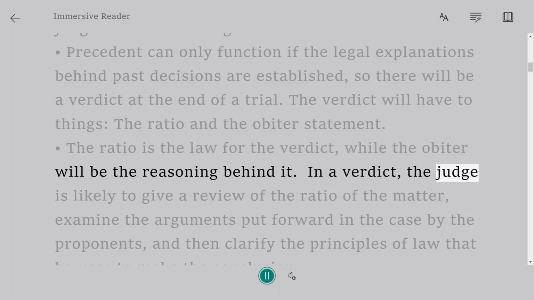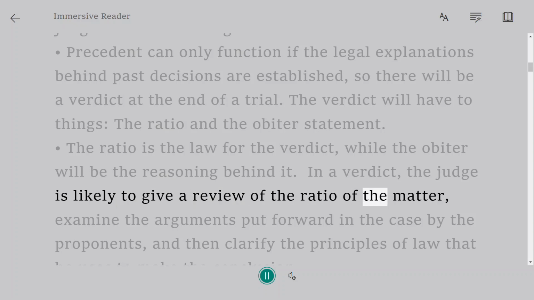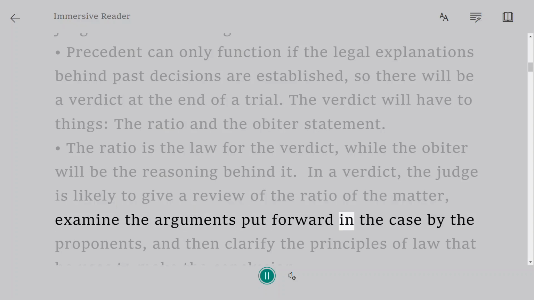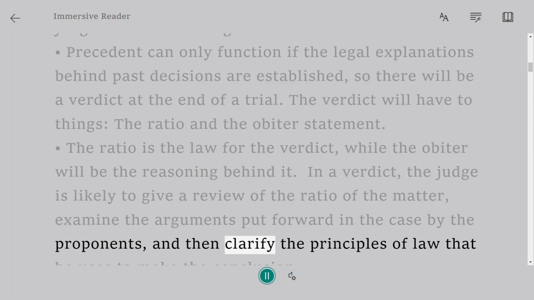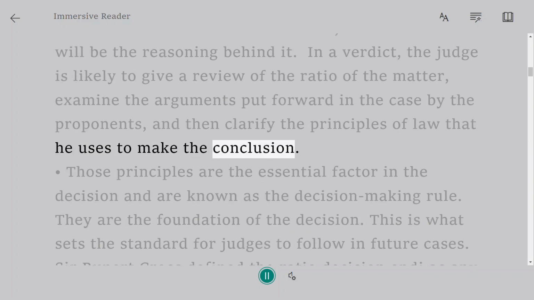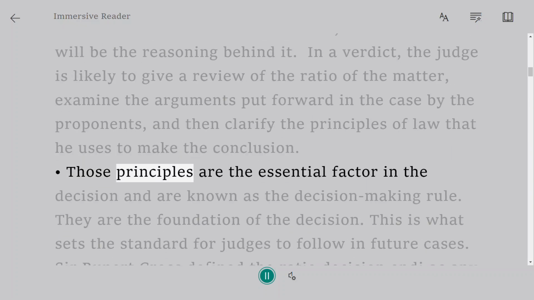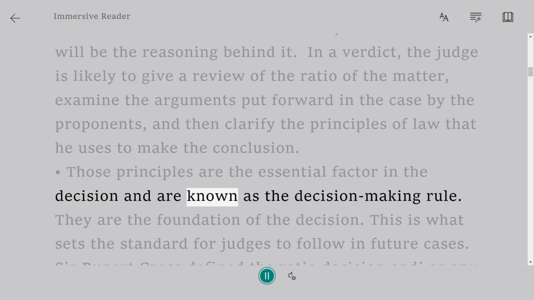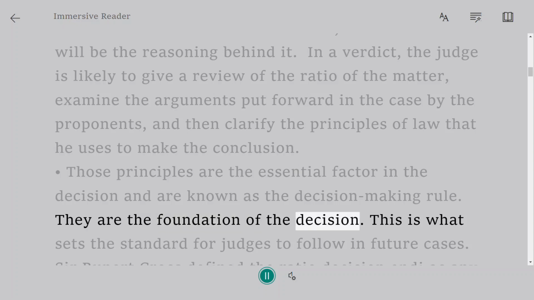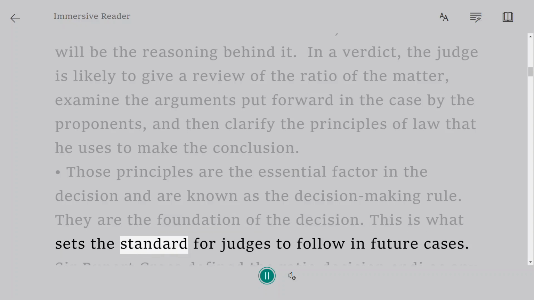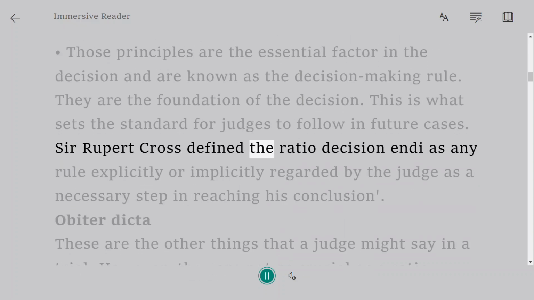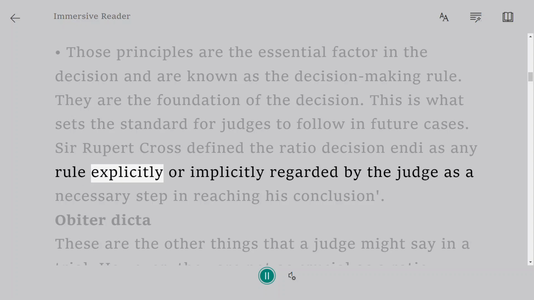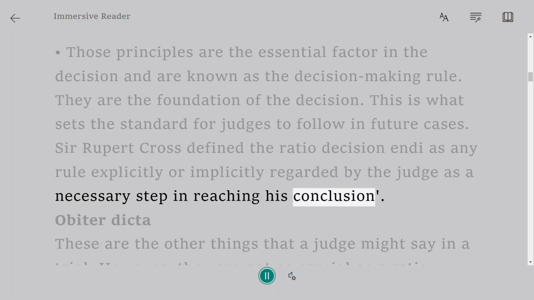In a verdict, the judge is likely to give a review of the facts of the matter, examine the arguments put forward in the case by the proponents, and then clarify the principles of law that he uses to make the conclusion. Those principles are the essential factor in the decision and are known as the ratio decidendi. They are the foundation of the decision. This is what sets the standard for judges to follow in future cases. Sir Rupert Cross defined the ratio decidendi as any rule explicitly or implicitly regarded by the judge as a necessary step in reaching his conclusion.